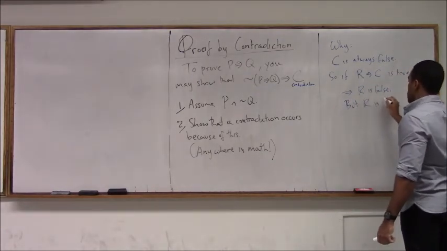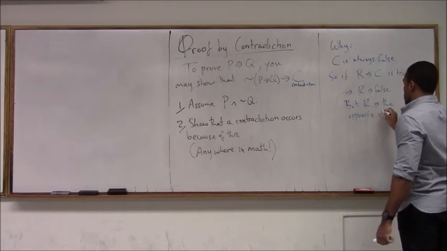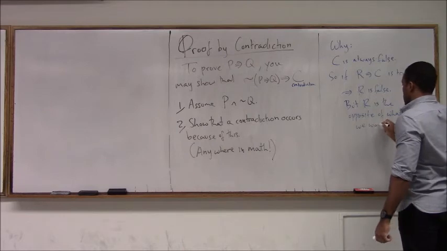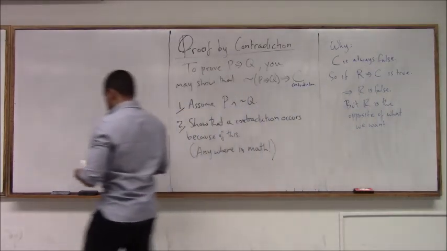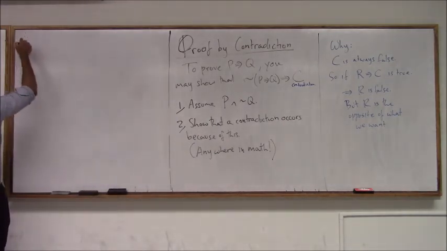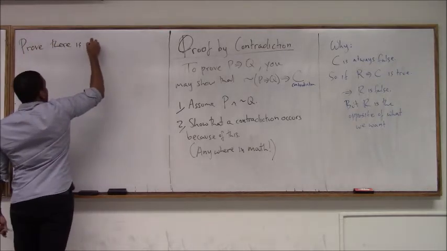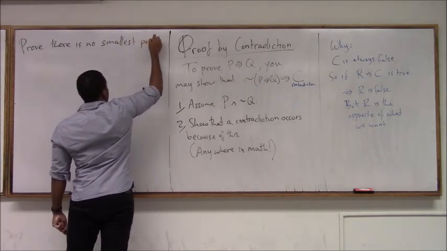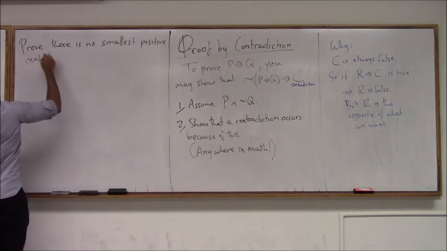But R is the opposite of what we want here. I'm looking at this as the statement R. So here's an example. Prove there is no smallest positive real number.